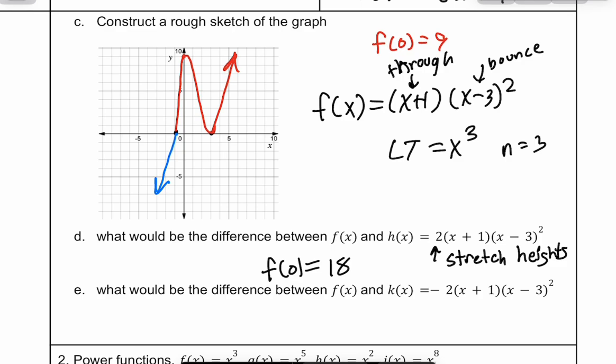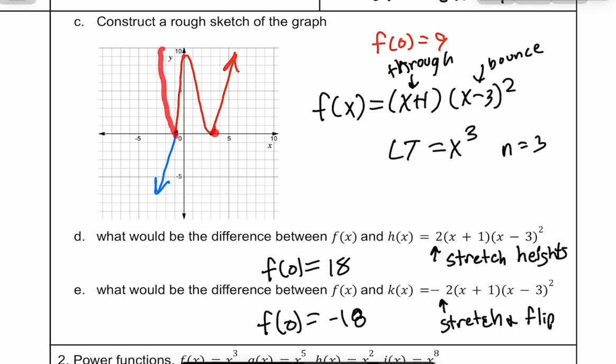Now, E, think about what a -2 is going to do. It's going to stretch it and flip it. That f of 0 now is -18. This time, the left end is going to go up, the right end is going to go down, and this part's going to bounce. So it flips it and stretches it all at the same time. So don't be overwhelmed yet. As we go through, I'm going to pull out more and more functions and show you how to graph them very quickly and easily.